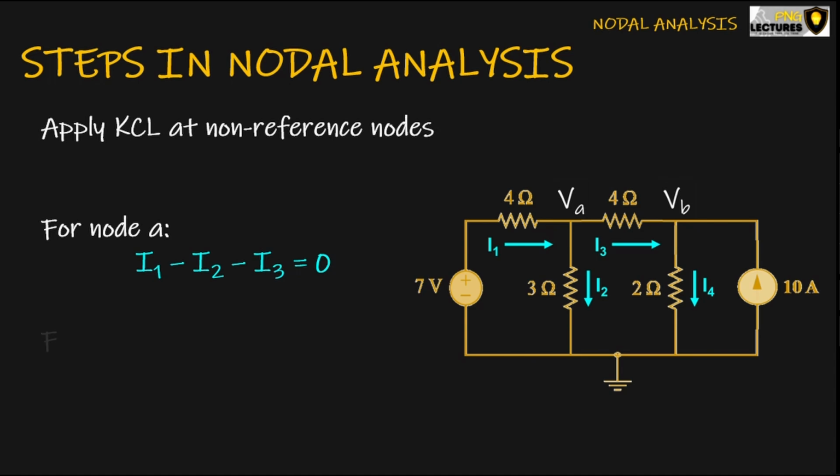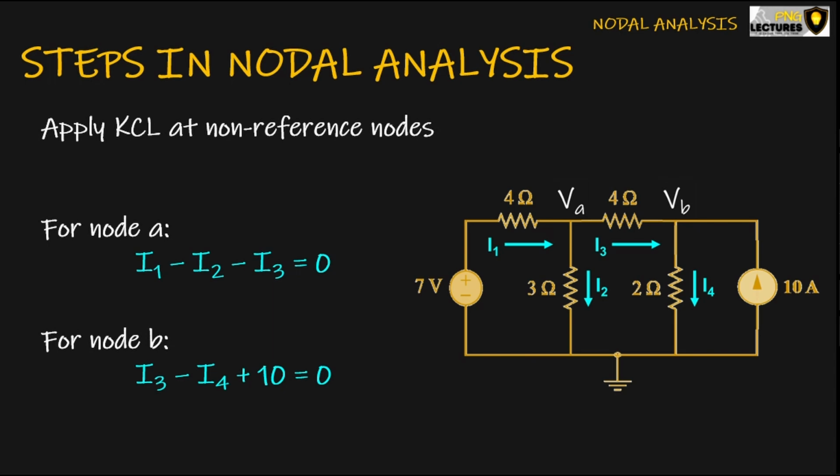For node B, I3 is entering, so that's positive. I4 is leaving, so that's negative. And the 10 ampere source is entering VB, so that's positive. So our equation is I3 minus I4 plus 10 equals 0.